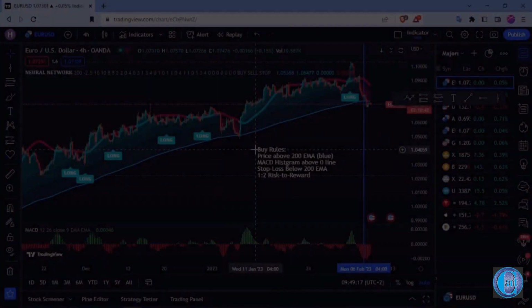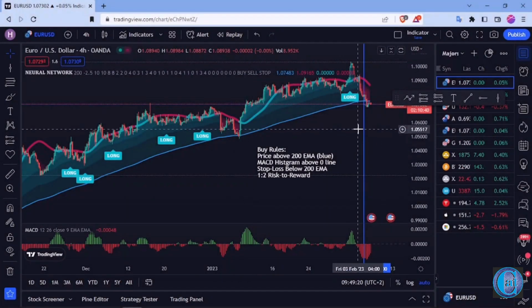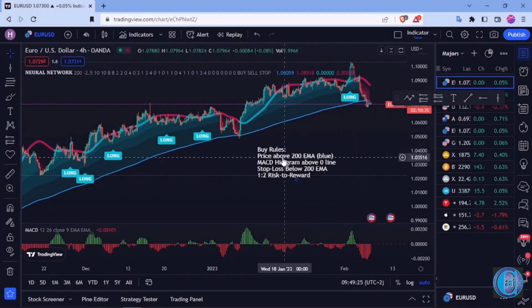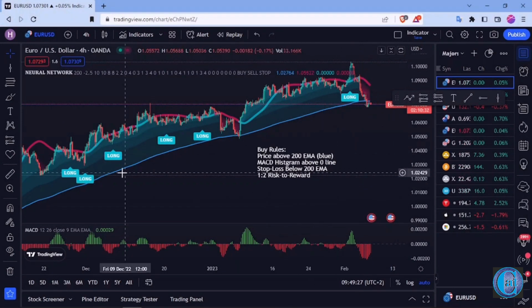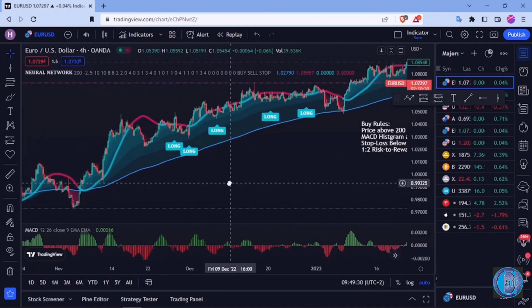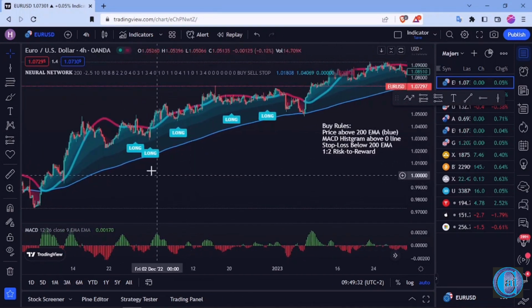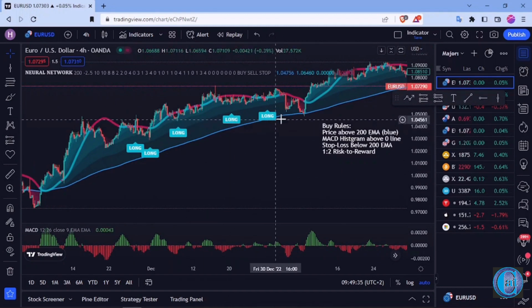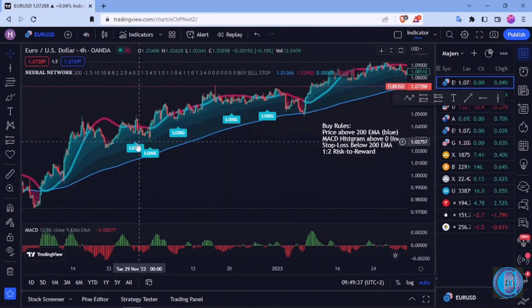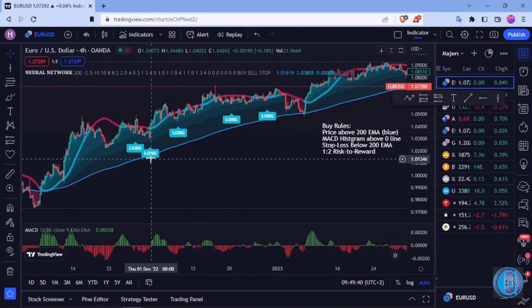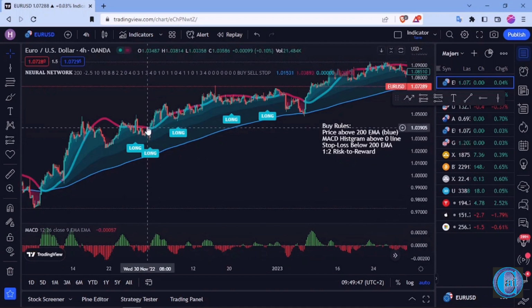Let's take a look at a summary of the buy side rules again. Price needs to be above the 200 EMA or the color blue. Next, the MACD histogram needs to change to be above the zero line or green when entering a trade. The stop loss needs to be below the 200 EMA and aim for risk to reward of 1 to 2.